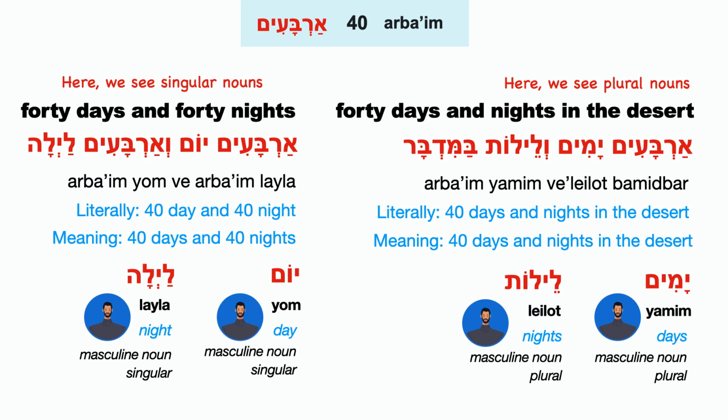40 yamim veleilot bamidbar. 40 days and nights in the desert. So that's exactly what it says. 40 days and 40 nights. 40 days and nights in the desert. And so in here we clearly have the option to use the singular or the plural form of the items that we are denoting.